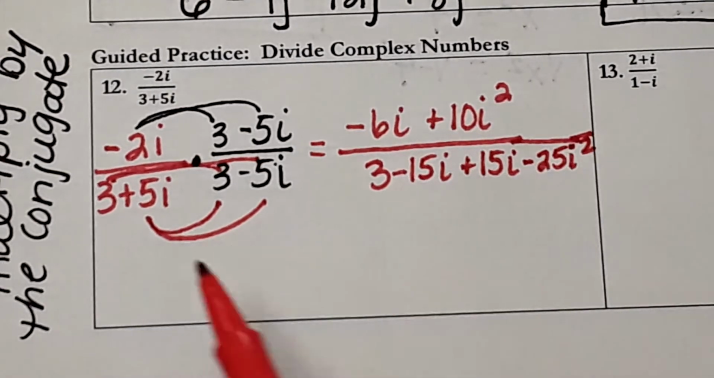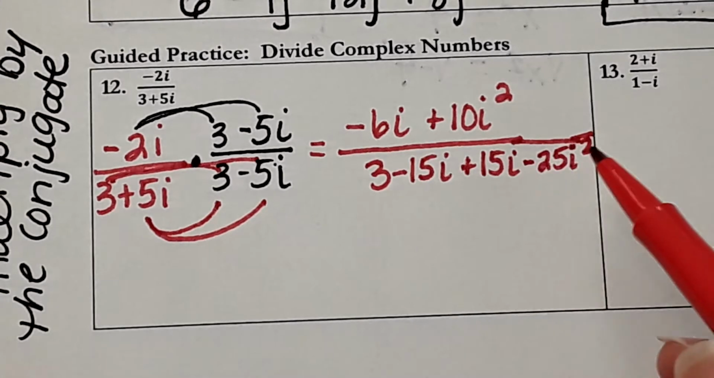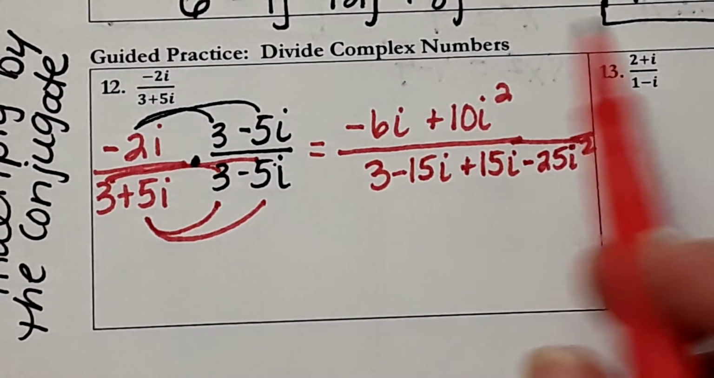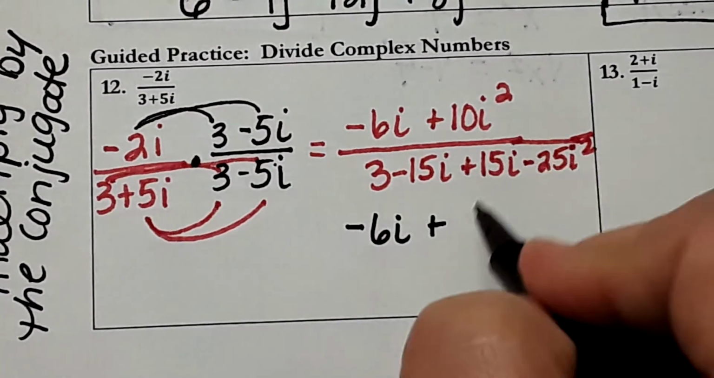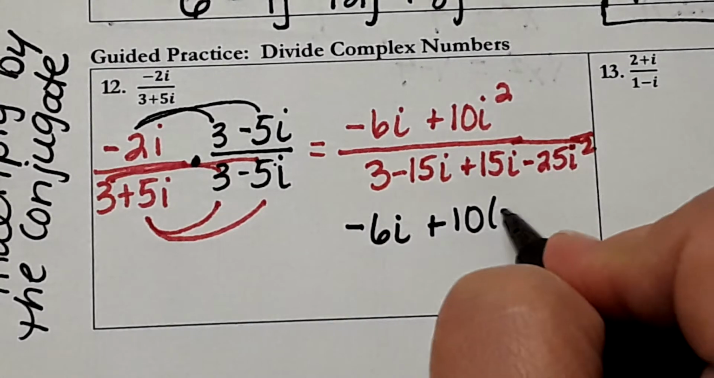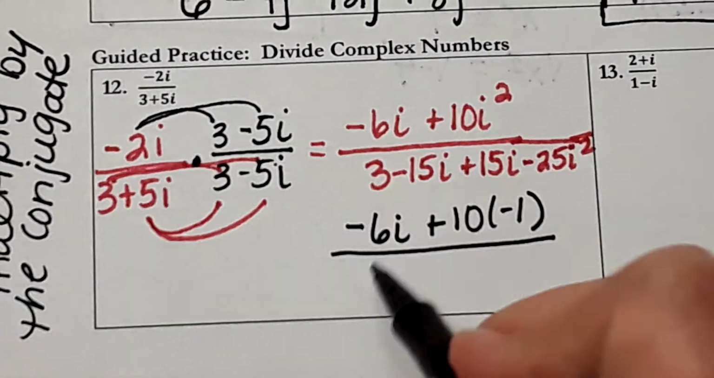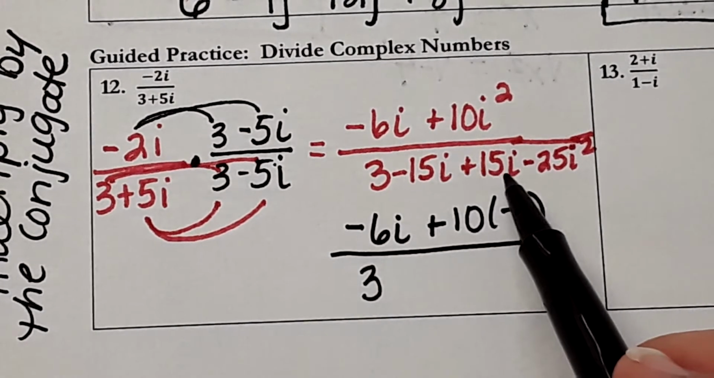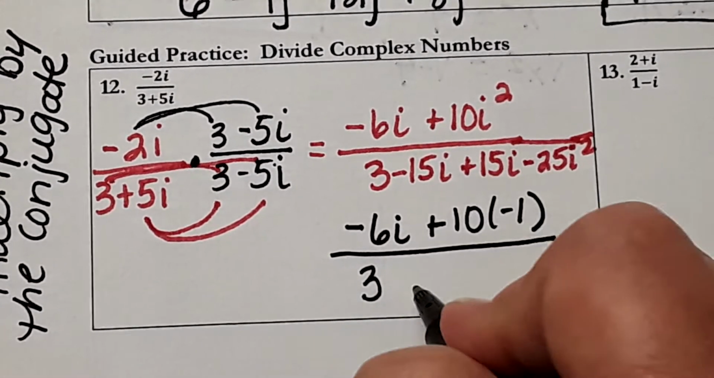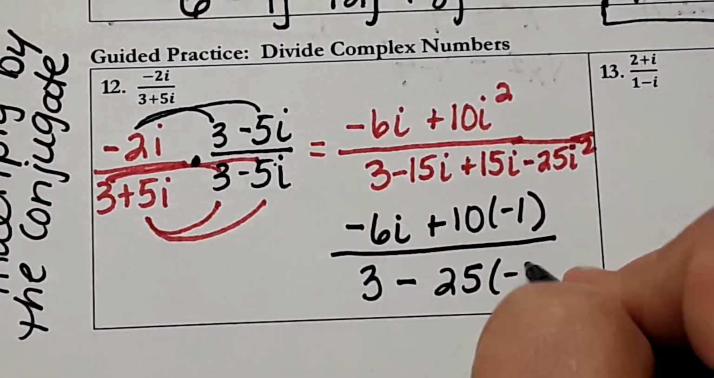Okay, so the reason you multiply by the conjugate is because you need not to have any i's. So I'm going to rewrite this problem. Negative 6i is going to stay. There's nothing going to change there. 10 times negative 1, because i squared equals negative 1. This 3 stays the same. Negative 15i and 15i cancel out, and then I'm left with minus 25 times negative 1.